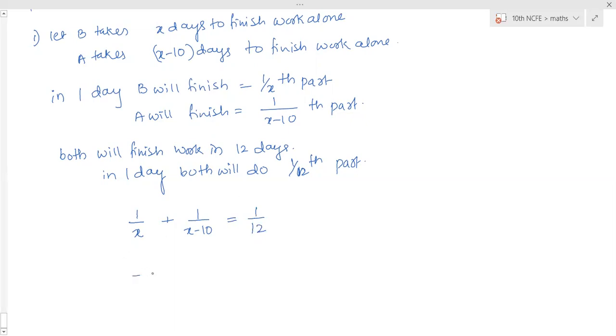Now simplify this. Others, Lisha, Khushi, Janvi, have you understood? Yes, ma'am. Nanika, understood. Monica, ma'am, have you understood this question?